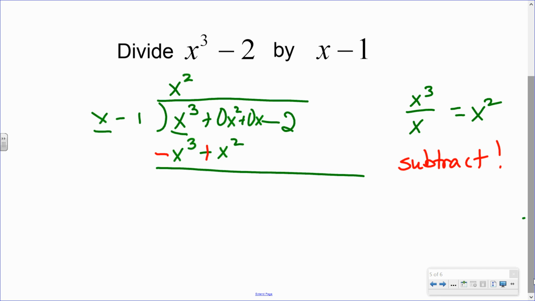And the x cubes cancel out with polynomial division. If you're doing it correctly, the leading term goes away with each step. So we now have 1x squared plus 0x minus 2. So now we need to come up with the next term. So L, what will be the next term of my quotient?